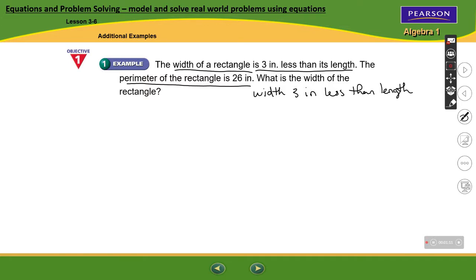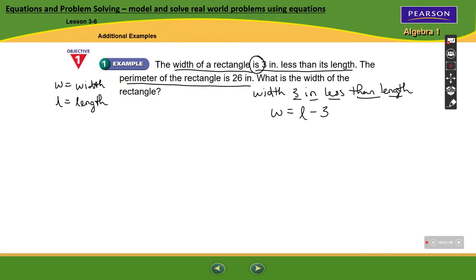I'm going to try and come up with some variables. So I'm going to go over here and I'm going to say W equals width and L equals length. And I'm going to try and write that into a sentence. So W equals 3 inches less than the length. So the length minus 3. Cool. That might be helpful. Let's find out. I'm not sure just yet.